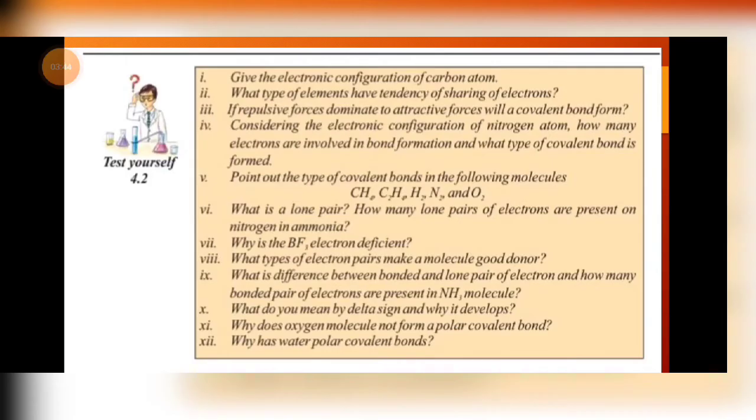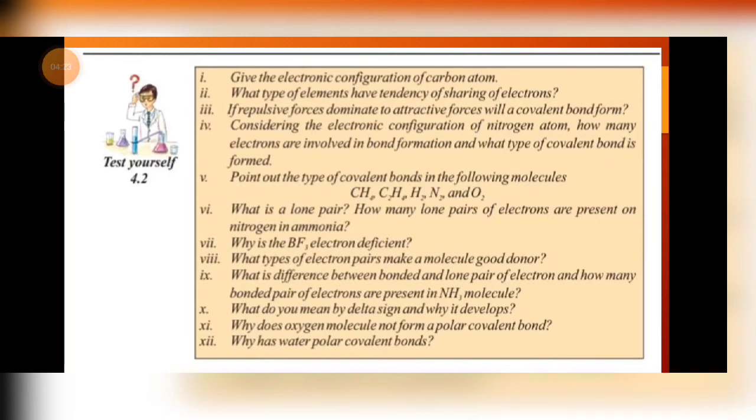So further we will discuss test yourself 4.2. Give the electronic configuration of carbon atom, which is also given in your syllabus. What type of elements have tendency of sharing of electrons? Which elements share electrons and which elements gain electrons? Non-metals have a tendency to share electrons. And if repulsive forces dominate attractive forces, will a covalent bond form?